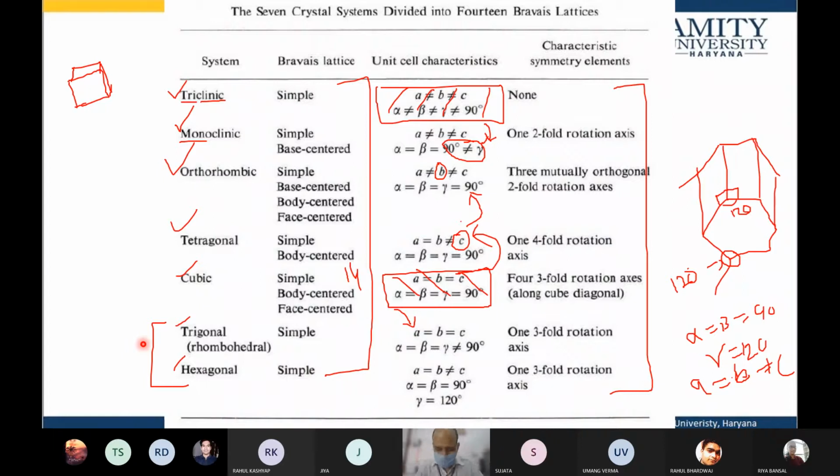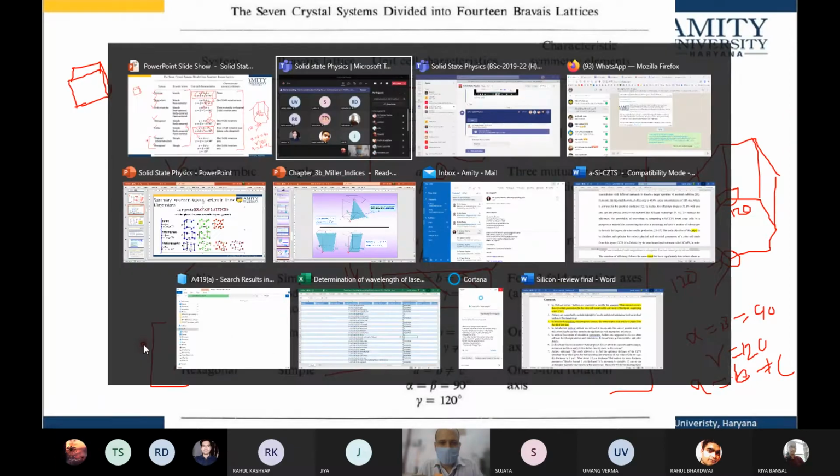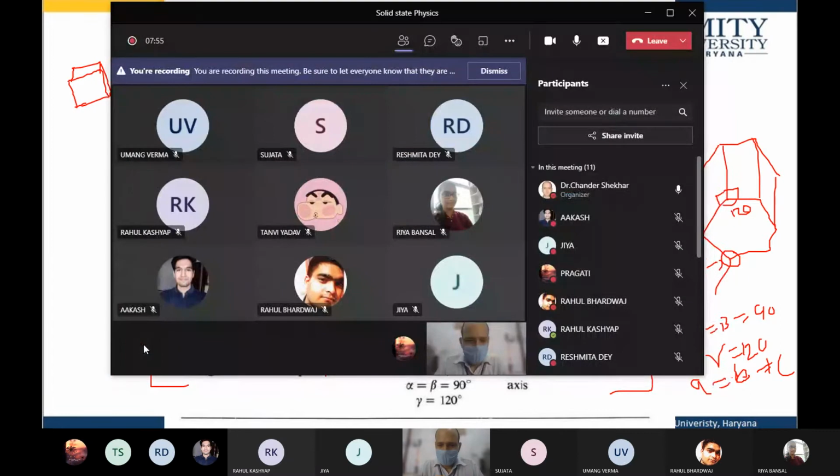suppose you have a cubic. So cubic means you have all the, in 2 dimensions, if I show, I don't know if I'm visible to you. Okay, so this is a cube in 2 dimensions, that means a square. So if I stretch one side, it will become tetragonal, something like this.